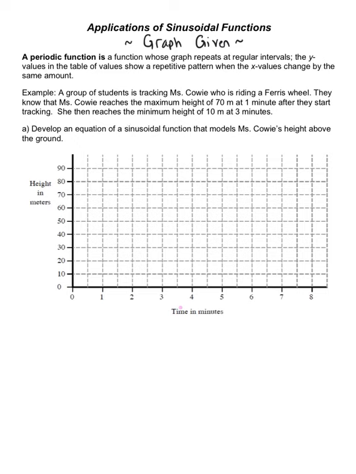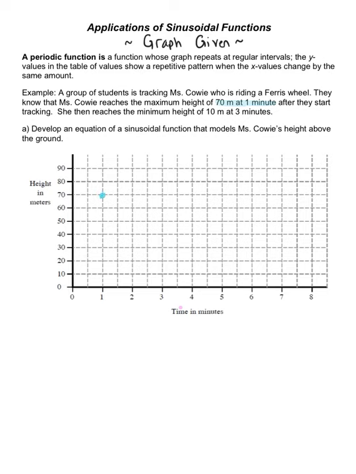We need to sketch the graph first before we find the equation because we don't have information directly to find the A, B, H, and V values. All we have is the maximum and minimum points. So our grid is height in meters of Miss Cowie versus the time. The first point we are given is 70 meters at 1 minute. So at 1 minute, we're going to plot a point at 70 meters.